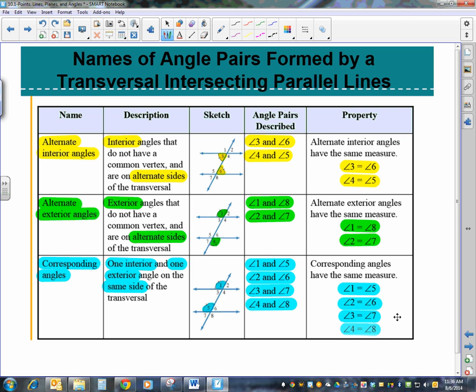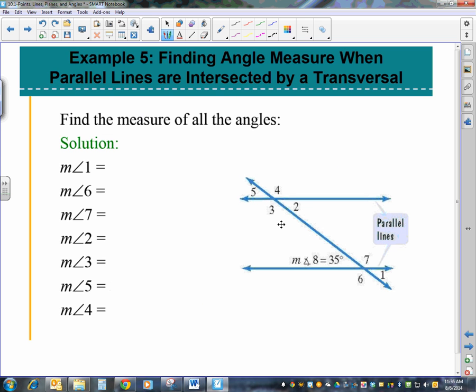So we're going to use these concepts to solve our last example, which is going to be example 5. Find the measures of all the angles. Keep in mind the order that you do this does not matter. I have a particular way that once I find one, so if they tell me that I've got angle 1 right here and angle 8 is 35 degrees, that means I know that angle 1 is 35 degrees.